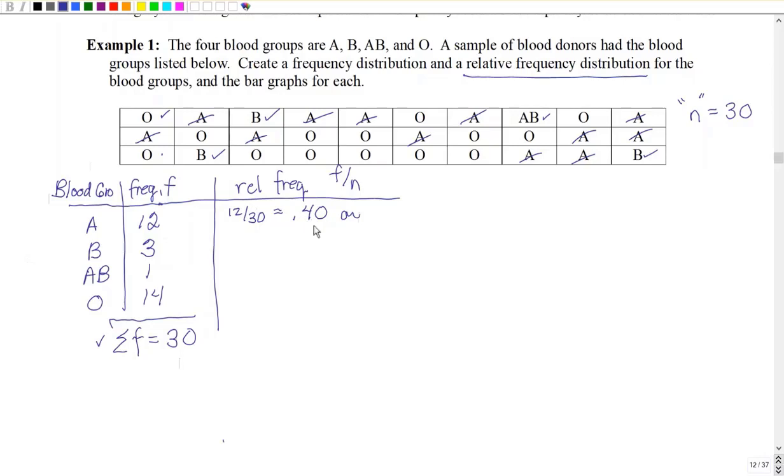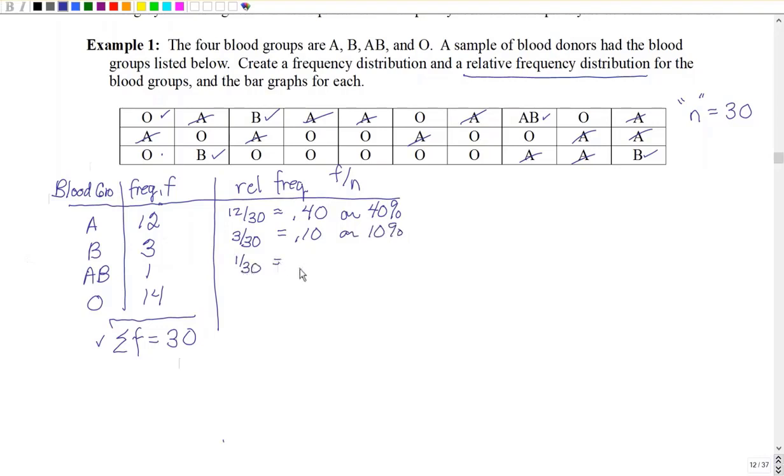If you want to switch it to percent, you multiply times 100% or move the decimal over 2 places. So this is the proportion, 0.40 or 40%. The next one, if you want to switch to a proportion, instead of 3, it's 3 out of 30. So that's a proportion of 0.10, or as a percent, 10%. Then you have 1 out of 30.